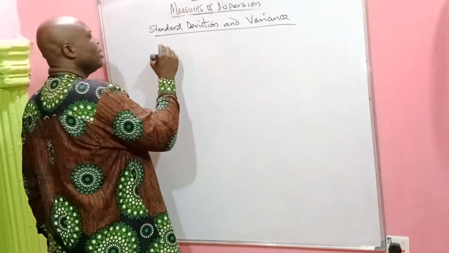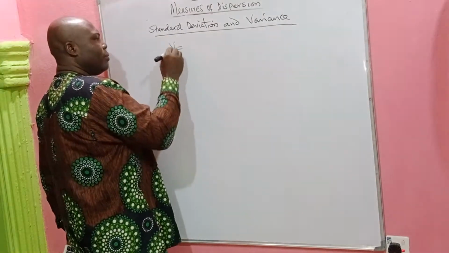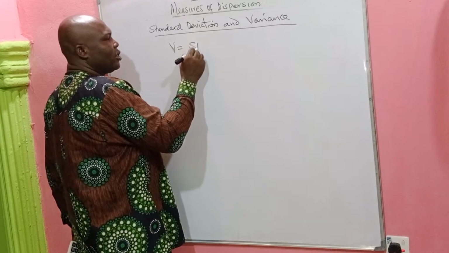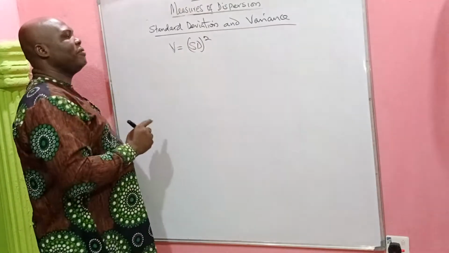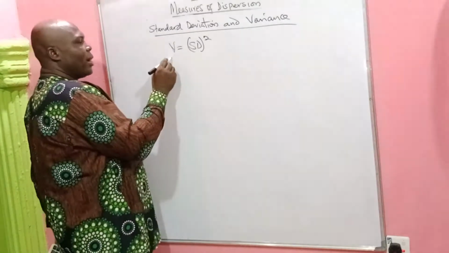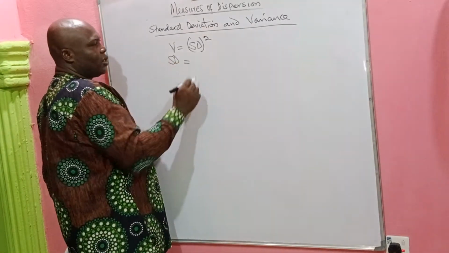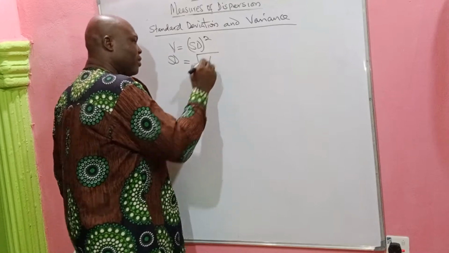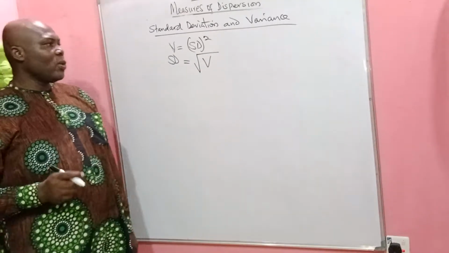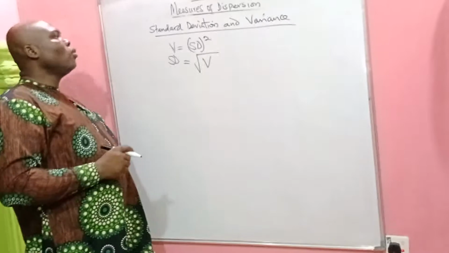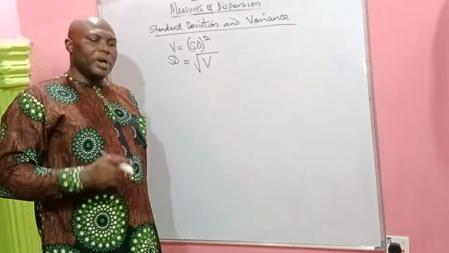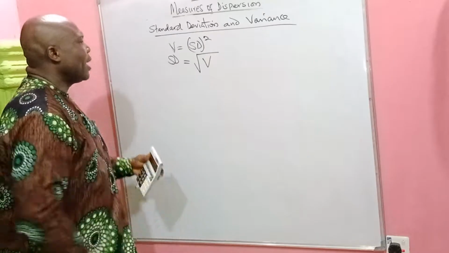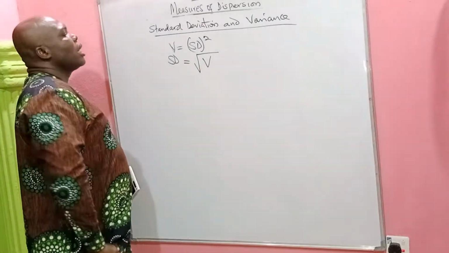The variance V is always the standard deviation all squared, which means when you square the standard deviation, you're getting the variance. Whereas when you are looking for the standard deviation, it is always the square root of the variance. So we'll be taking the standard deviation and the variance for raw data and for a frequency distribution. Let's take an example.